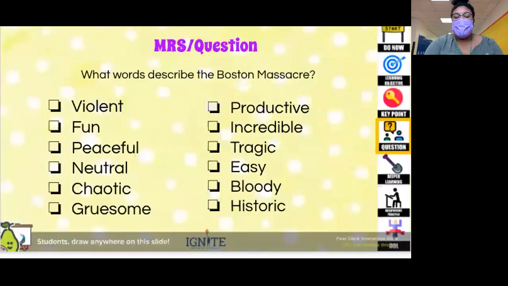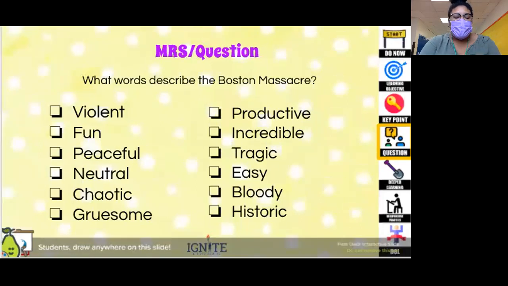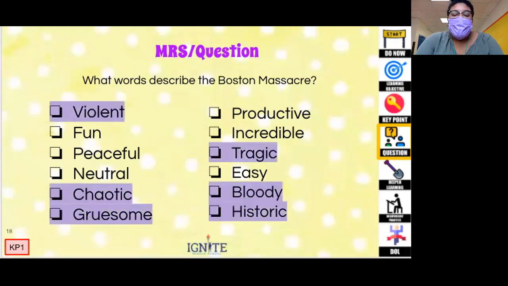Okay, now you're going to select which words describe the Boston Massacre. If you had to pick some words off this list, which words would you use to describe the overall Boston Massacre? Go ahead and select your words now. The words I would select are violent, chaotic, gruesome, tragic, bloody, and historic.